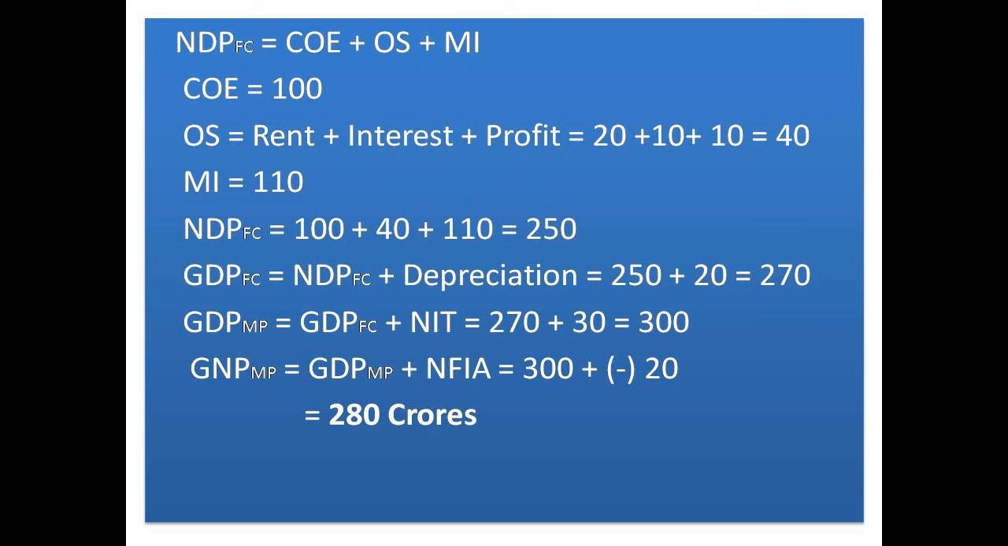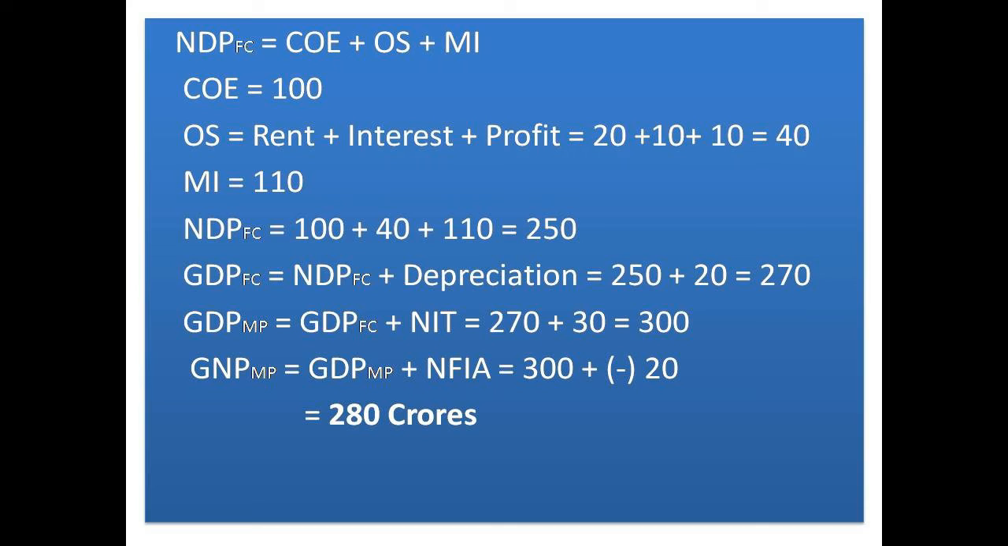We write the formula NDPFC is equal to compensation of employees plus operating surplus plus mixed income of self-employed. COE is given, 100. OS can be calculated as rent plus interest plus profit: 20 plus 10 plus 10, we get 40. So OS is 40 crore. MI is given in the question, 110. So let's calculate NDPFC: COE that is 100 plus OS that is 40 plus MI that is 110. We get 250 crores NDPFC.